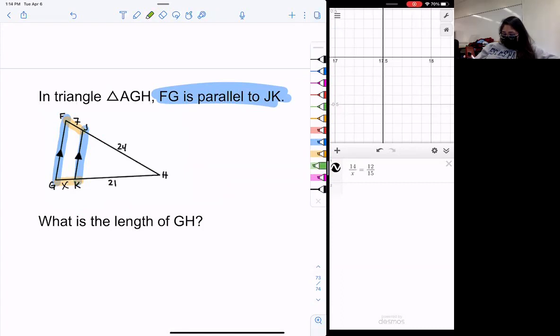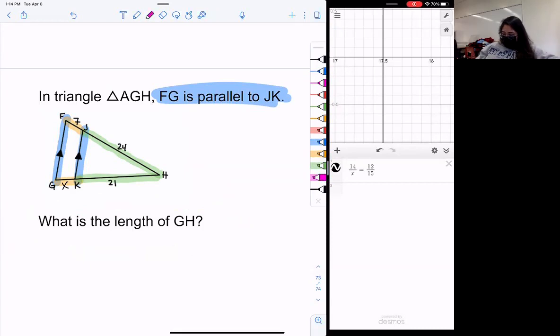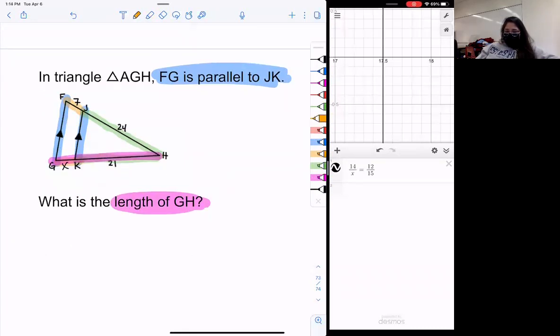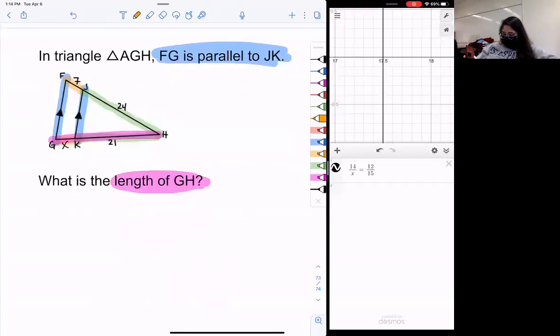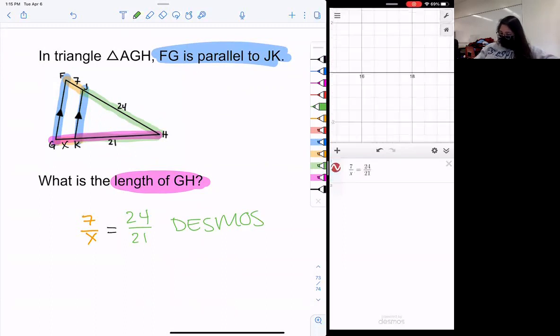Then Oliver, we have 24 is proportional to what? Very good, Oliver. So then, I forgot to read y'all this bottom part. We're looking for the length of JH, this whole thing. All right, Edwin, tell me the fraction. Okay. And then we go to Desmos. 7 divided by X equals 24 divided by 21.